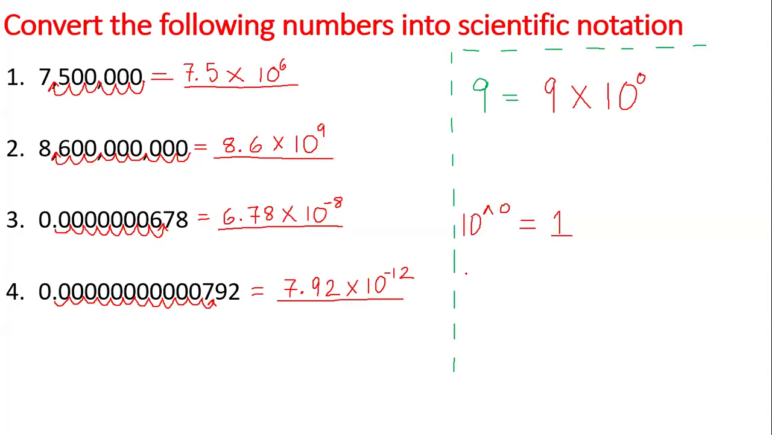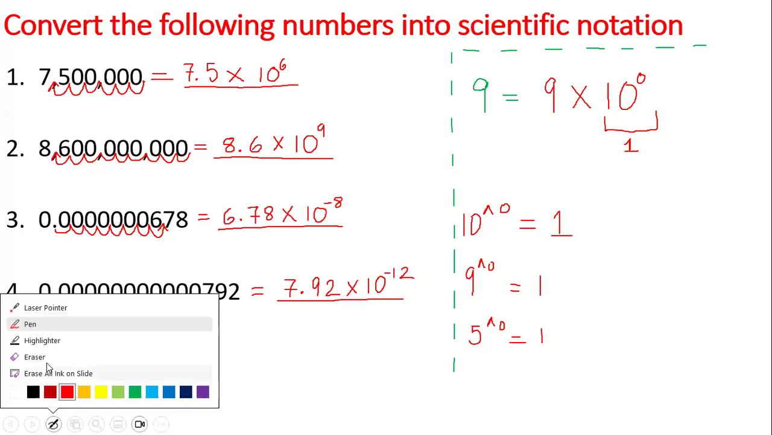Any number to the power of 0 is 1. So if you do 9 to the power of 0, that's 1. If you do 5 to the power of 0, that is 1 as well. So any number to the power of 0 is just 1. So this is actually just 1, and 9 times 1 is just 9. So that's just a little fun question you could do on your own.